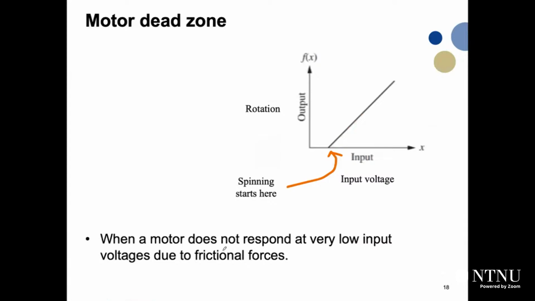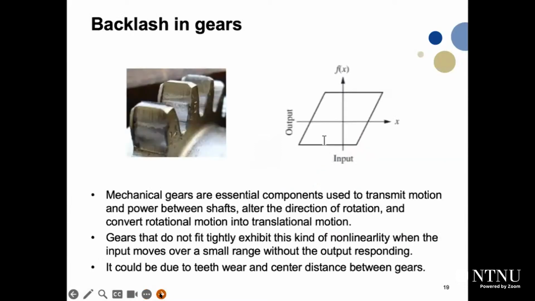Dead zone also: a motor does not respond at very low input voltage due to frictional forces. When you apply a small voltage, you will not get output, which is rotation. So you apply a voltage starting from 0, maybe 20 volts, for example. During this period, the motor is not moving, so RPM equals 0, but at some point it will start to move. So we call it dead zone, and it's a kind of non-linearity.